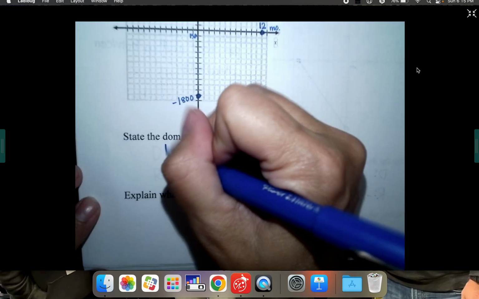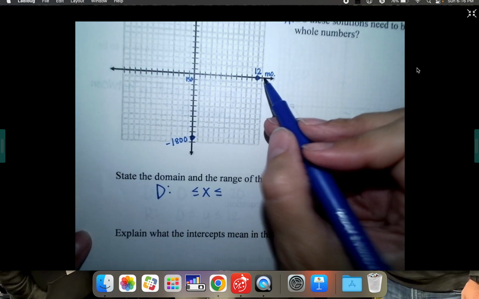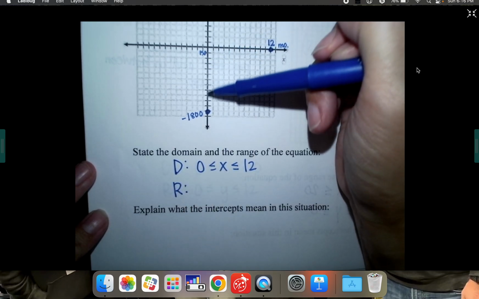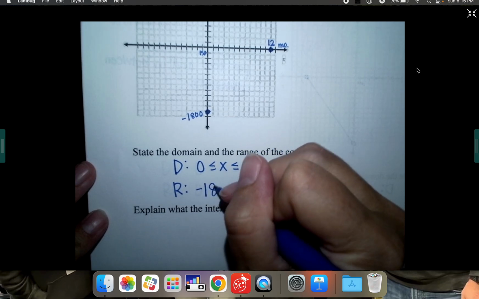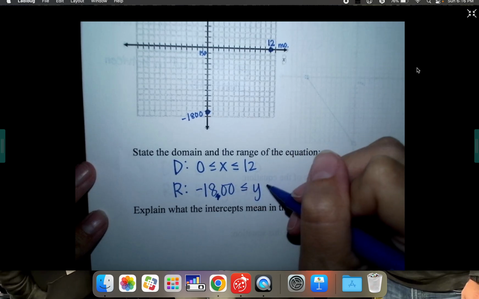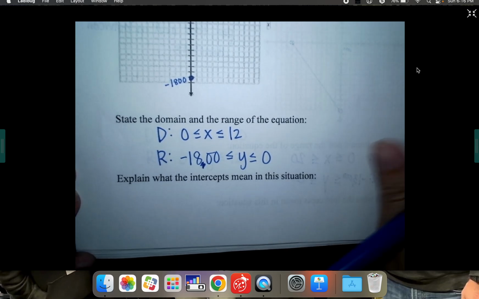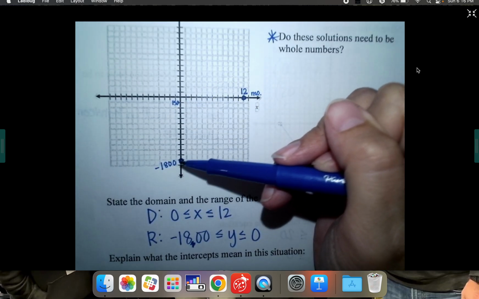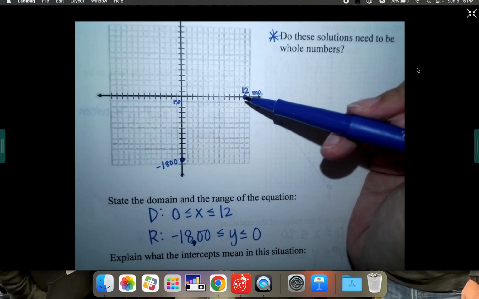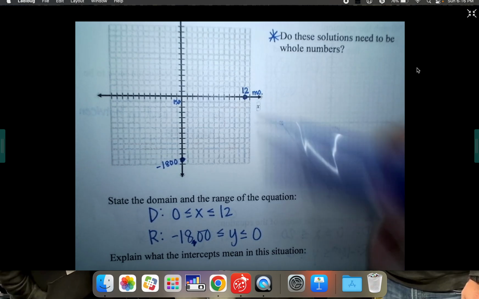The domain and range: the domain is the x value. So that is going to be anywhere from 0 to 12 months. And the range is the y value. So that's anywhere from negative 1,800 all the way up to 0 when you're paid off, when you have no more debt. And again, what that means is you're going to start at negative $1,800. That's what the intercept of the y-axis is. And then you're slowly going to rise. And the x-intercept tells you how many months you will be able to pay them back at that rate of $150 per month.